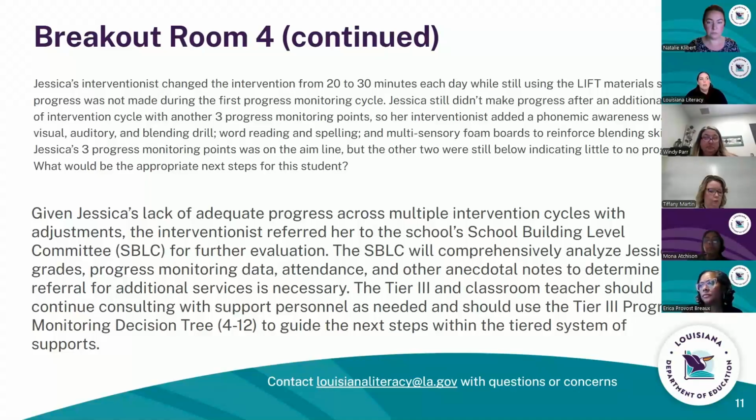So the Tier 3 and classroom teachers should continue consulting with the support personnel as needed and should use the Tier 3 progress monitoring tree to guide their next steps within the tiered supports. So she did eventually need to be referred to SBLC, but not at that point in time when we were looking at it.